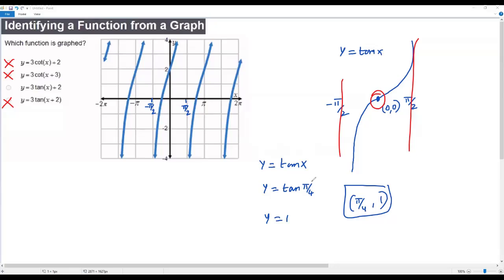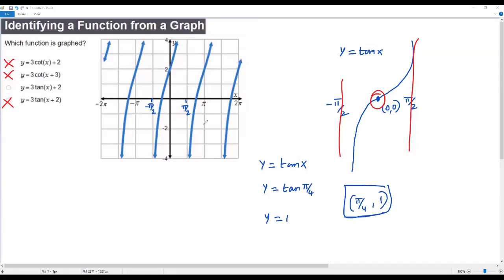Here you might have a question: why should I take particularly pi over 4 for x? Because I know that for tan 30 degrees, I'm getting 1 over radical 3, or radical 3 over 3, and for tan 60 degrees, I'm getting radical 3, but for 45 degrees, I'm getting an integer for y. That's why I consider the angle measure pi over 4 for x in this basic tangent function. So we have the point (pi over 4, 1) on the graph of the basic tangent function.